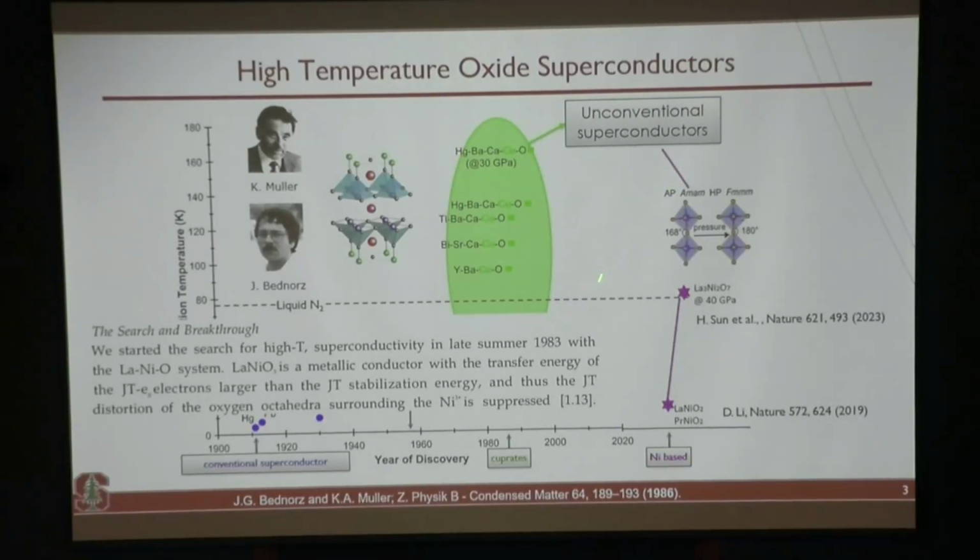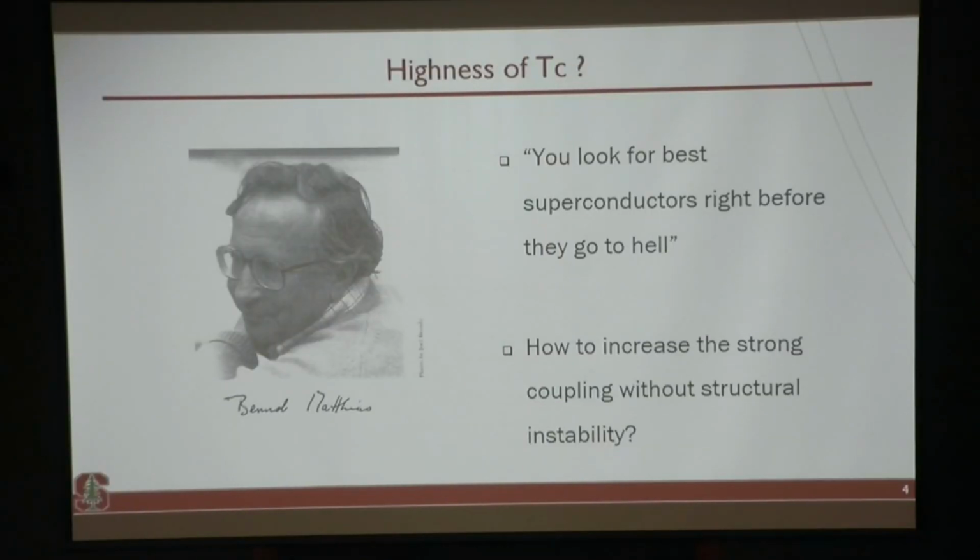So this, of course, is the same perovskite system. From the very beginning, there is an issue, and there are many ways to present that challenge to this line of thinking. Probably the best one was subscribed by Bernd Matthias. And he basically said, you look for best superconductors right before they go to hell, okay? In that vision, essentially he's saying that you can always crank up the coupling constant, as Mueller and Bednorz were thinking about, until you reach a point where the material itself becomes unstable. That's what he means by goes to hell. In other words, how can you achieve the strong coupling without structural instability? So that is always an issue.